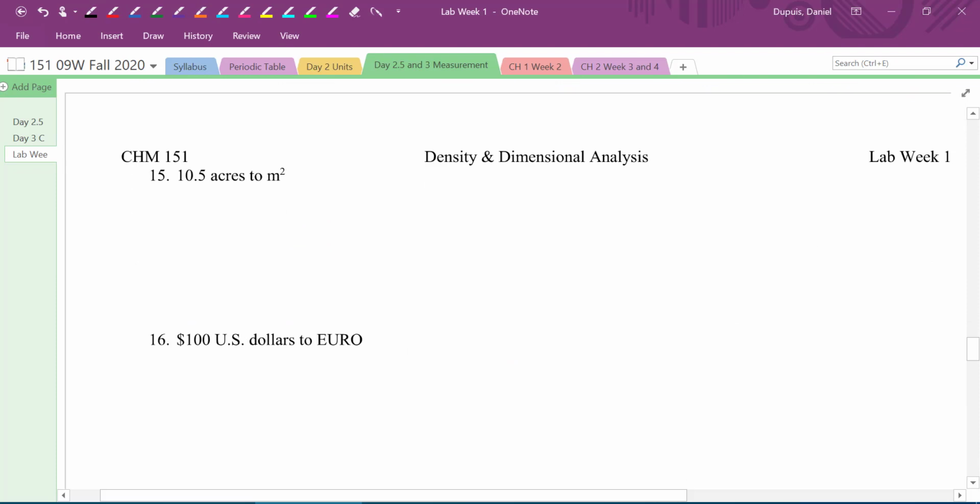All right, 10.5 acres to meter squared. And I like this one because most of us, hopefully eventually, will have property, and a lot of us want to have a yard. And they look at a yard, oh, that's 0.25 acres. That's 3 acres. That's 0.6 acres. And we all just nod our heads like we know exactly what that looks like, having not much of an idea what it looks like.